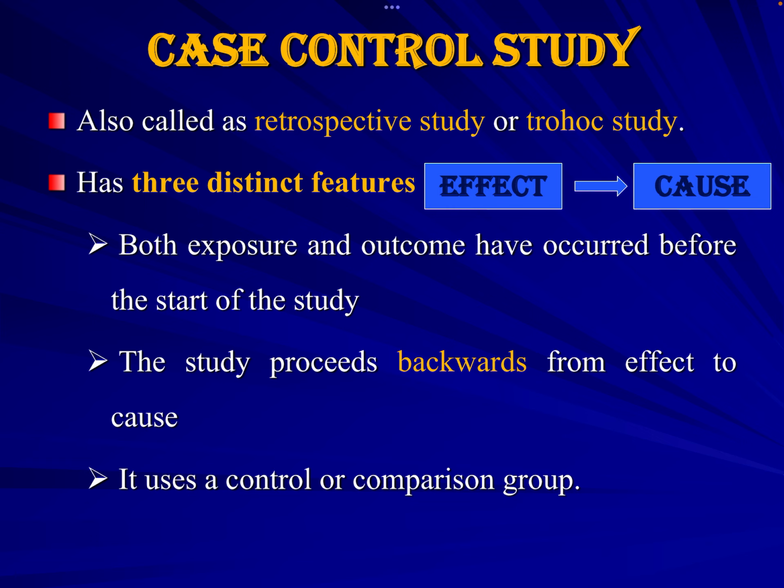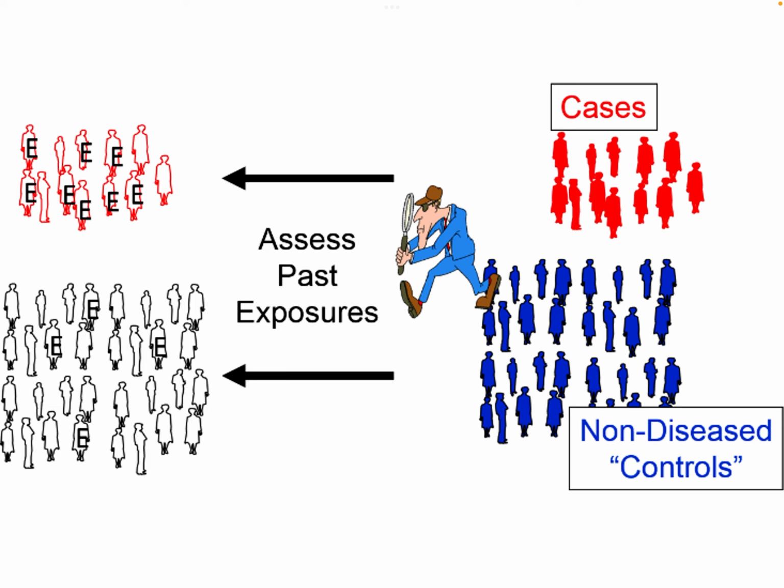First is both the exposure and the outcome have occurred before the start of the study. Second, the study proceeds backward from effect to cause. And third, it uses a control or a comparison group. So this figure explains a case control study.